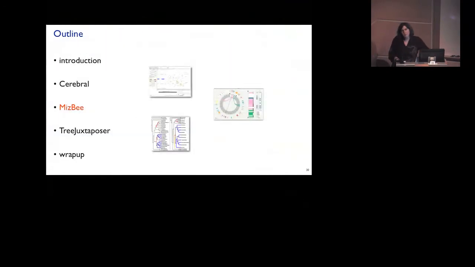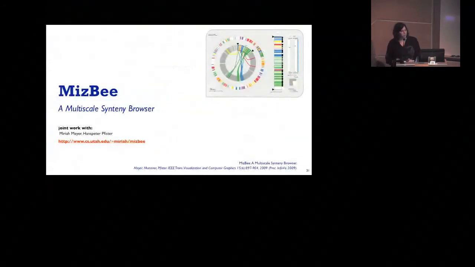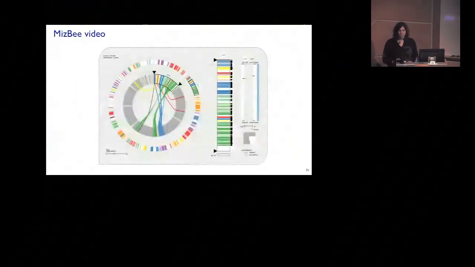So that was Cerebral. Now let me talk about trying to solve quite a different problem, but using some of these same analysis methods and ways of thinking. So the MISB system was joint work with Mariah Meyer and Hans-Peter Pfister, and this was done in collaboration with some biologists at the Broad Institute in Boston. So once again, I'm going to start with a video to give you a sense of the look and feel.